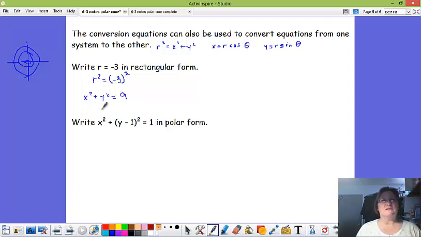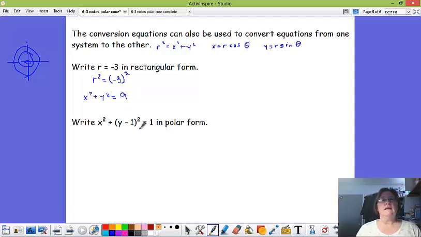Folks, that is the equation of the circle that has radius 3. I don't know if you remember that from your geometry class. I know that's a long time ago, but x squared plus y squared, that's a circle's equation, and the constant is the square of the radius. So that's the equation of a circle whose radius is 3.